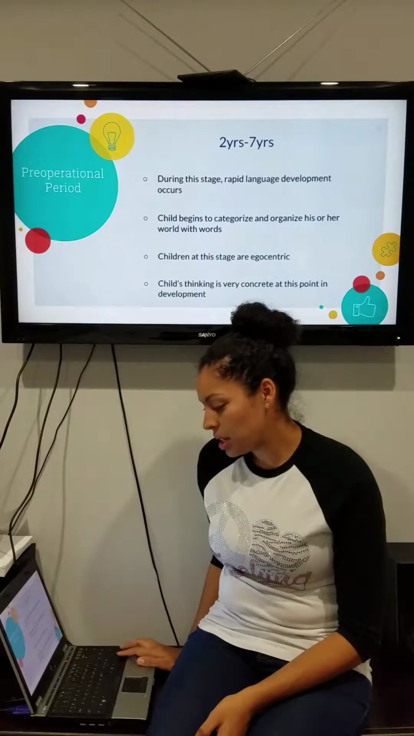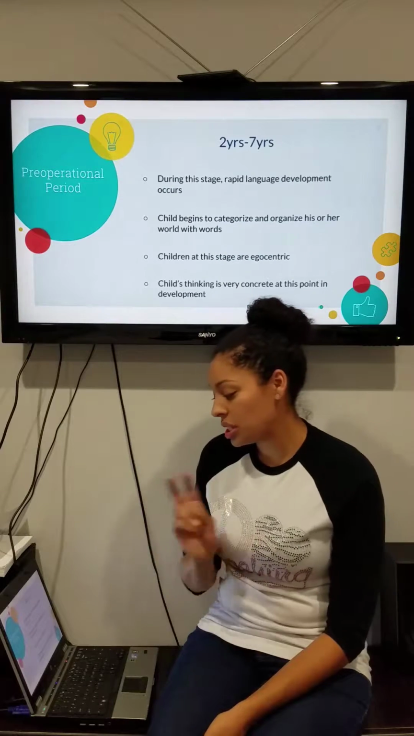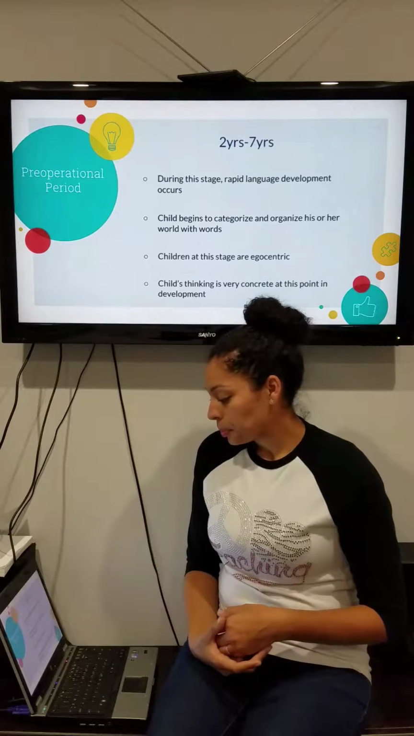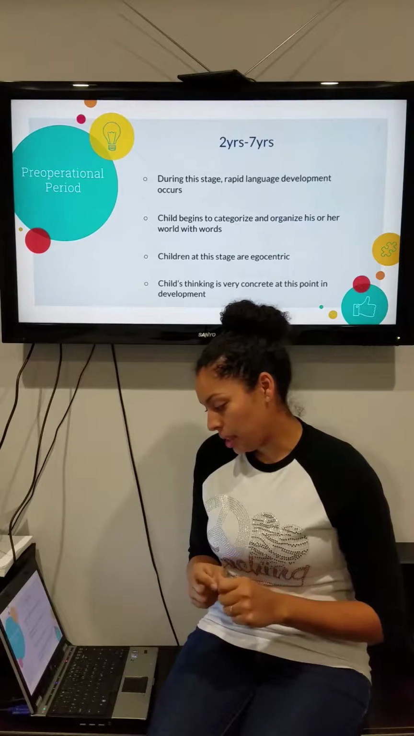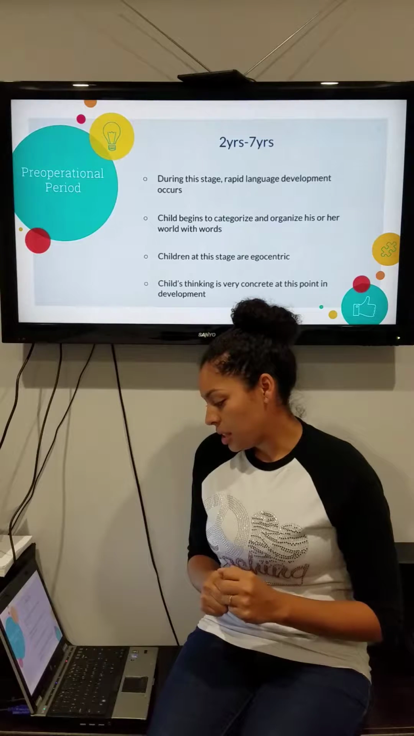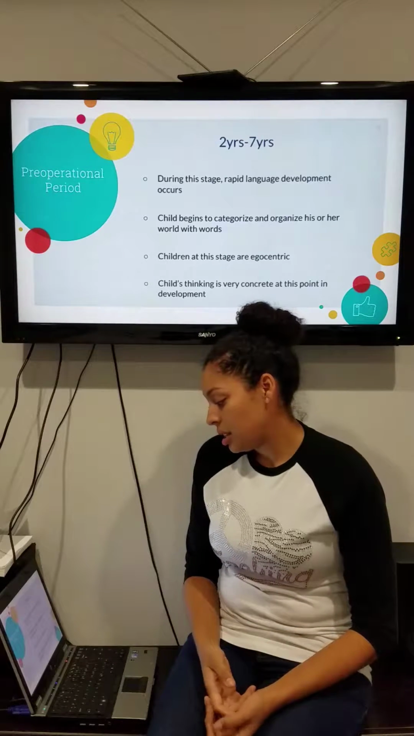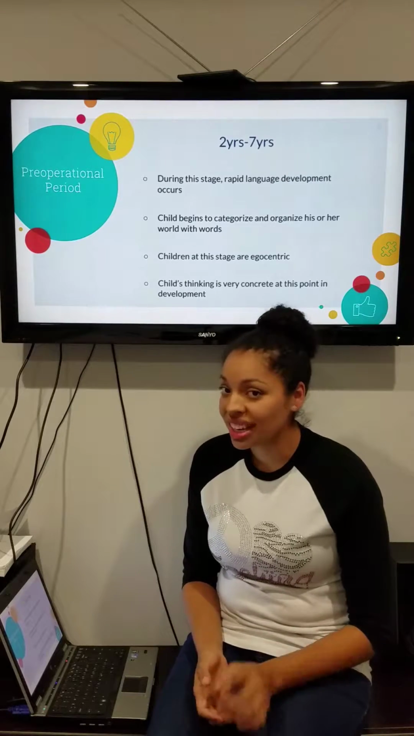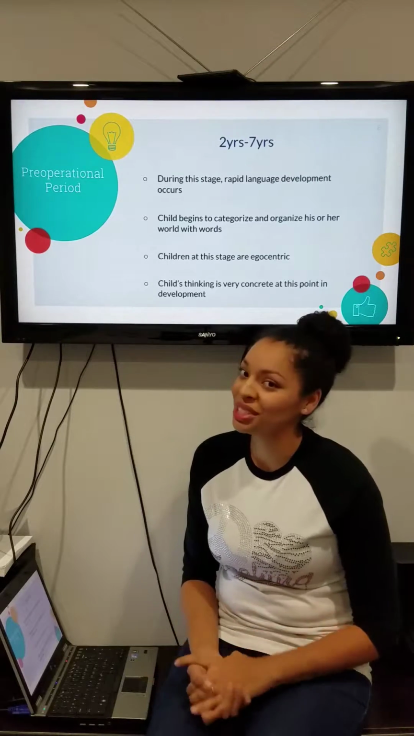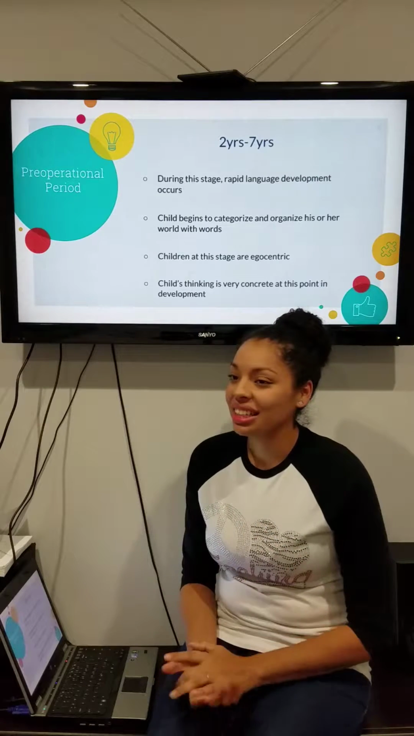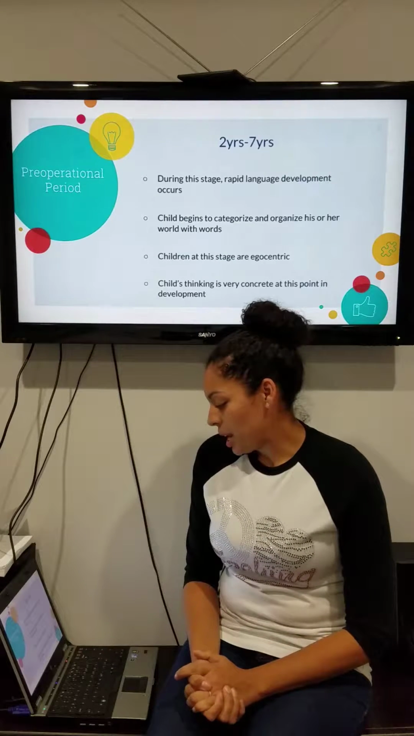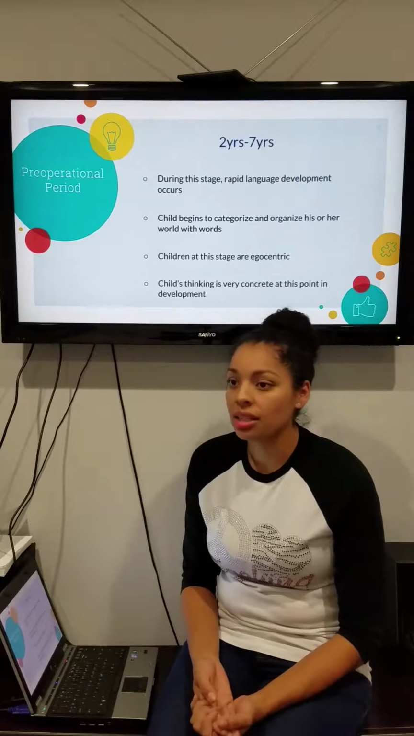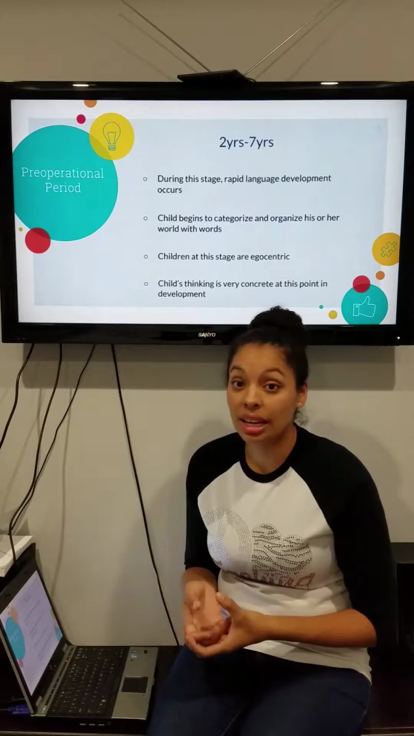So the next period is the pre-operational period, and this is from 2 years to 7 years of age. This is when the most language development occurs, like little sponges with the vocabulary and the talking. And they begin to categorize and organize their world with words. At this age, they are very egocentric, and I can vouch for that because I have a 4-year-old daughter, and yes, it is all about me, me, me. At this stage, their thinking is very concrete. It is nothing abstract. It's just what they see is what they understand.